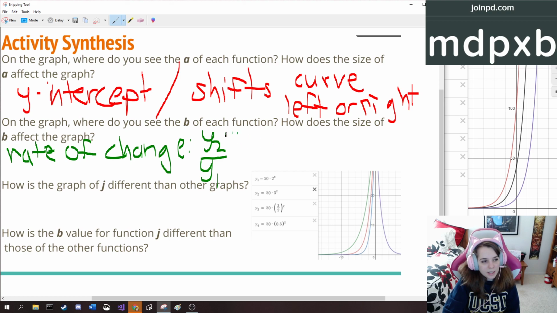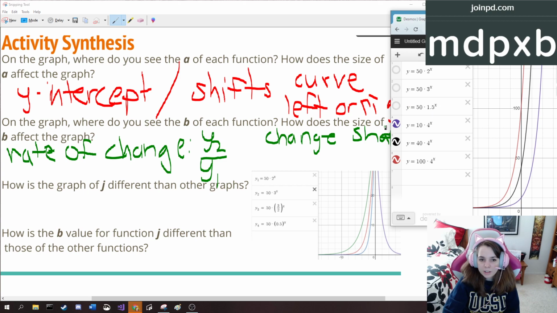So how does this affect the size of the graph? This is going to change the shape. It changes the shape of our curve. So when we're changing our rate of change, we can see that our shape, how fast it's moving in the beginning and end, is going to change.